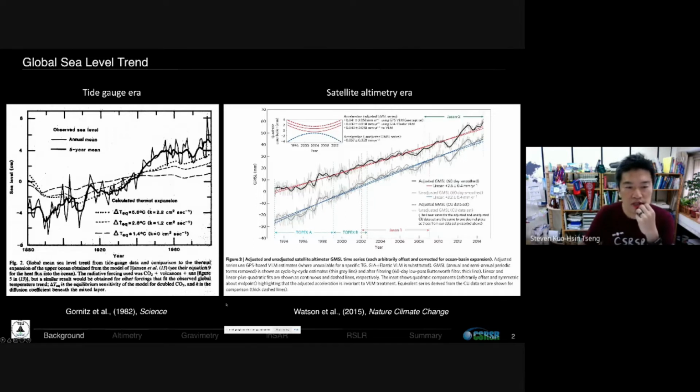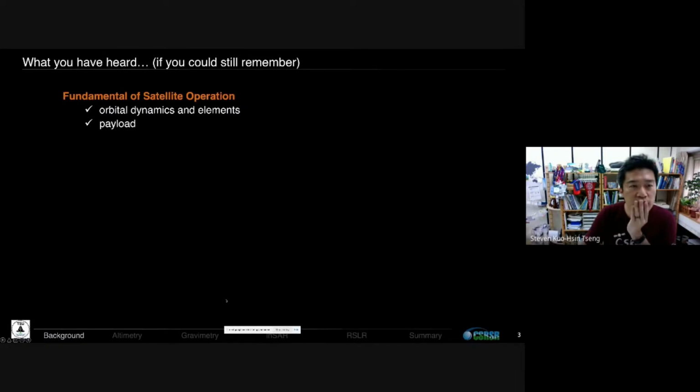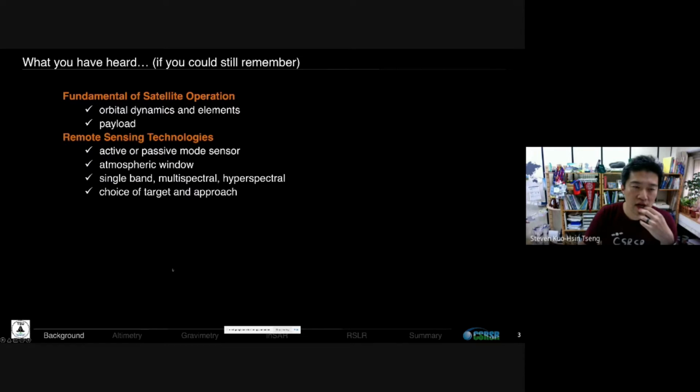So let me start from some background of satellite measurement. Probably you have heard about these terms. As I know, I'm in the 10th week or so, so you have already taken several courses talking about satellite measurement. So probably some terminology is already in your mind, like the orbital elements, like the payloads. And the satellite, we have a lot of sensors.